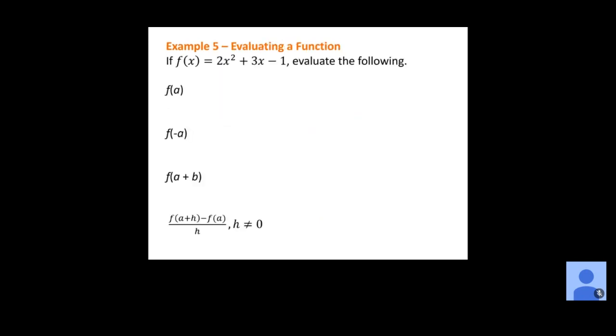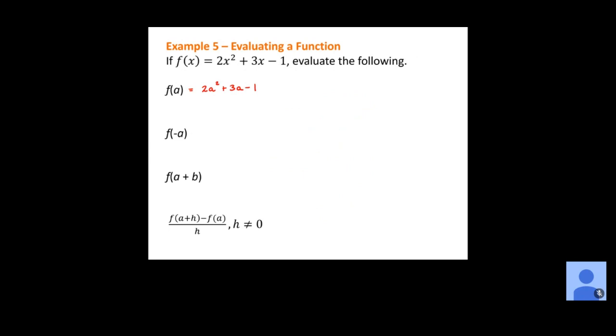All right, example 5. Okay, so now we've got our function 2x squared plus 3x minus 1. And again, we're going to evaluate each of these functions. Now this time, notice we've got variables instead of actual numbers. Okay, so we look at f of a. All that tells us is that a is going to go in place of all of our x's. So in this case, when I do that, I get 2a squared plus 3a minus 1.